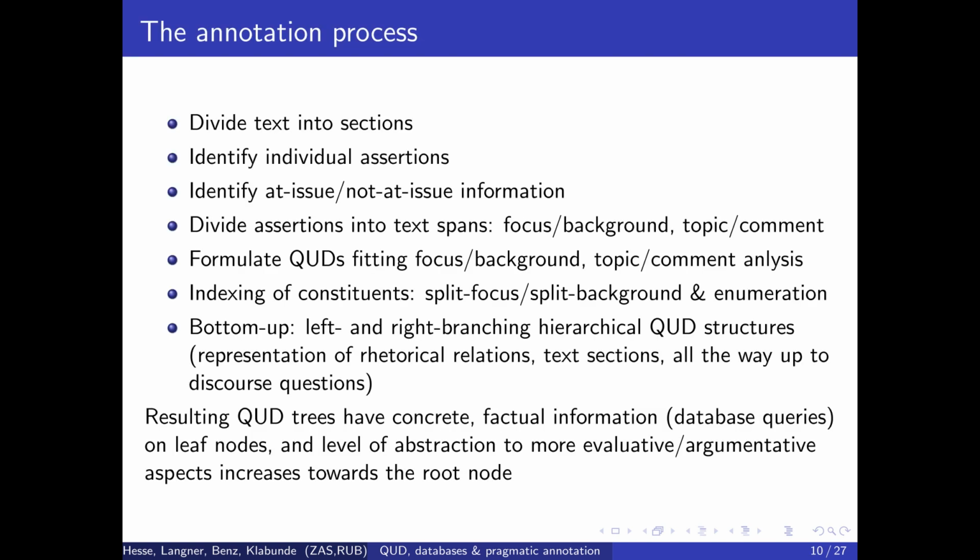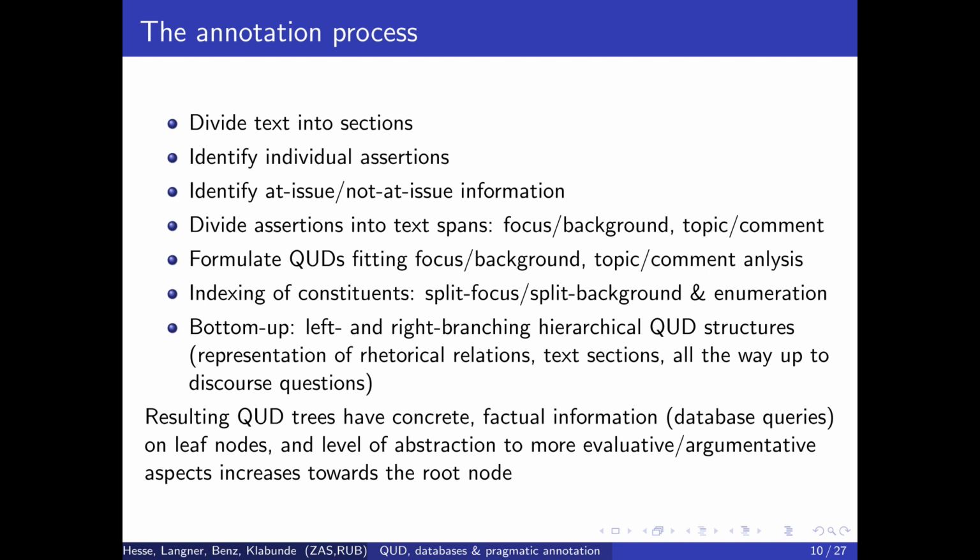You have these very complicated, pragmatically complex texts with this mix of factual and evaluative information, so the annotation process is quite challenging. First, we divide the text into sections. We identify individual assertions. Then next, we identify what portions of the assertions are at issue and which portions are not at issue. Then we divide assertions into text spans. Which of those are focus, which of them are background, which of them are topic, and which of them are comment. We formulate QUDs fitting focus, background, and topic-comment analysis, which is obviously the major point here. One small bullet point, but this is actually the main portion of the work.